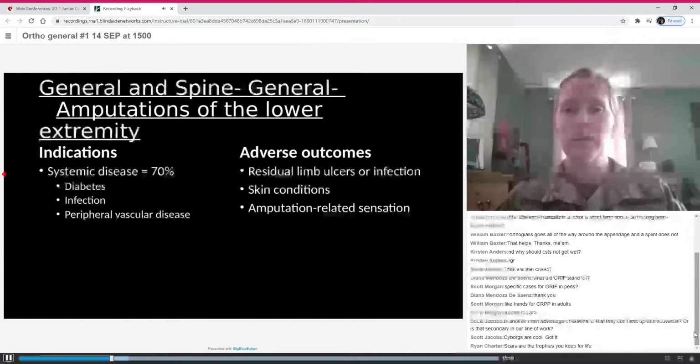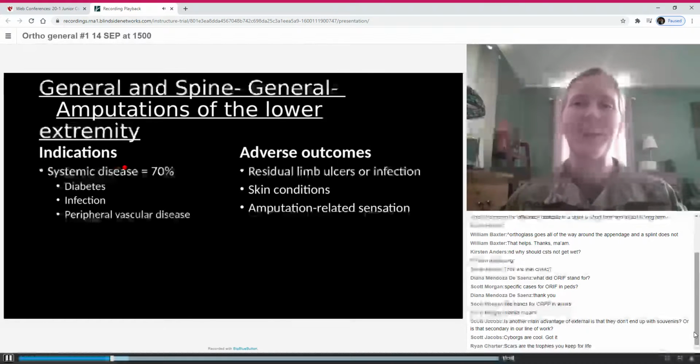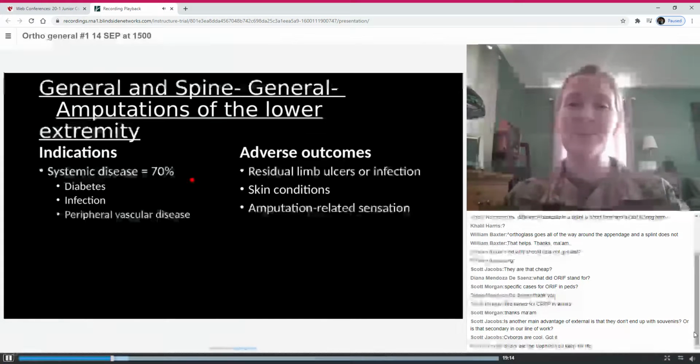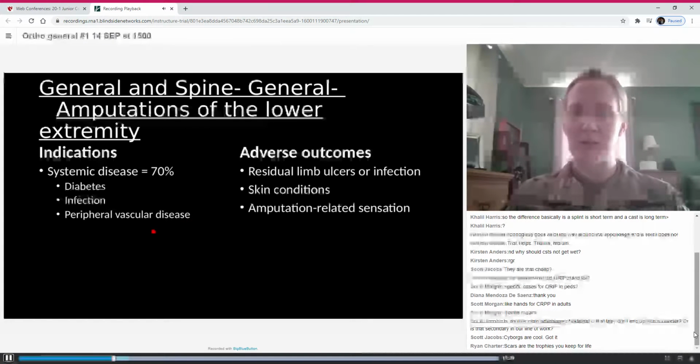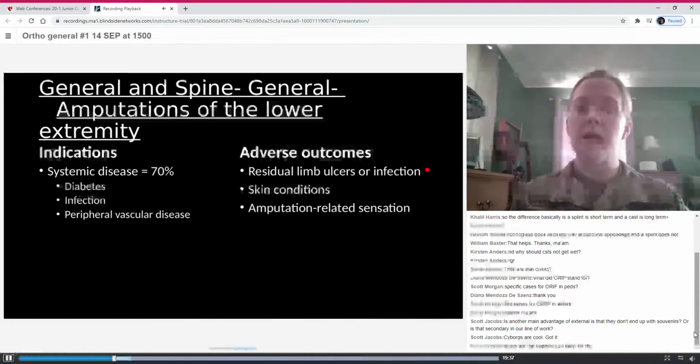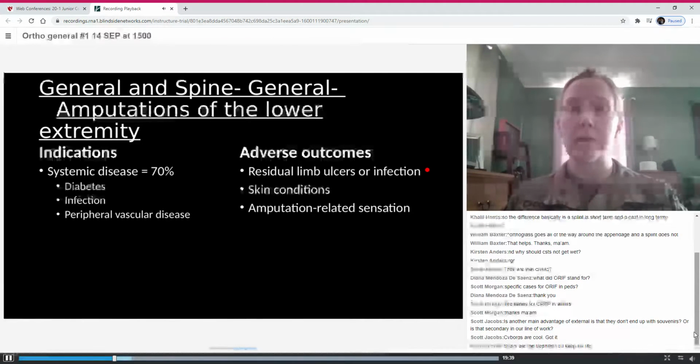Why would we amputate? In parts of the world where they don't wear this outfit all the time, amputations are actually caused by systemic disease, 70% of them. That systemic disease could be diabetes. It could be an infection to the lower extremity or peripheral vascular disease. Pardon me. Must be Monday. Talking's hard. Okay, so systemic disease. And with this, some adverse outcomes could be a limb ulcer or infection.